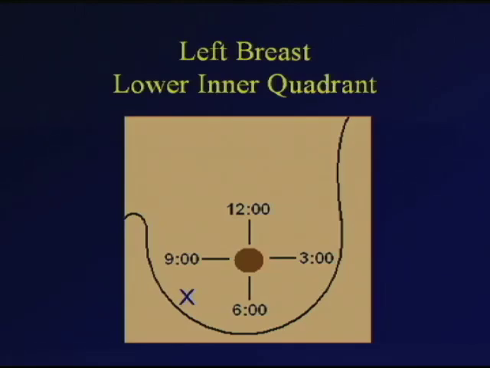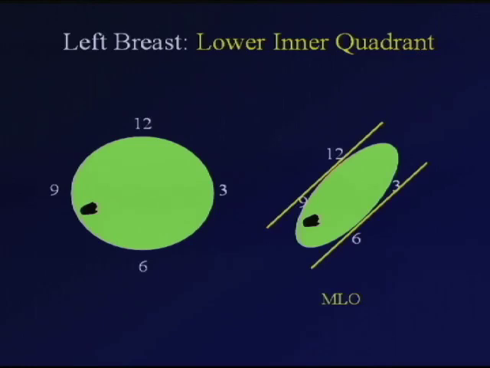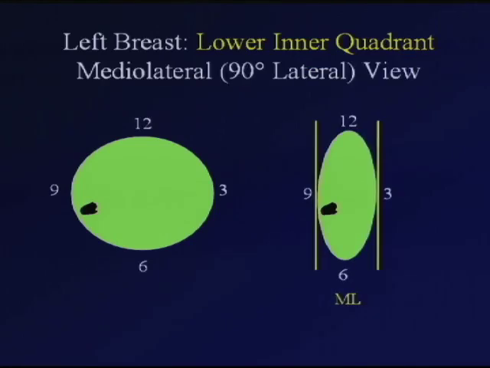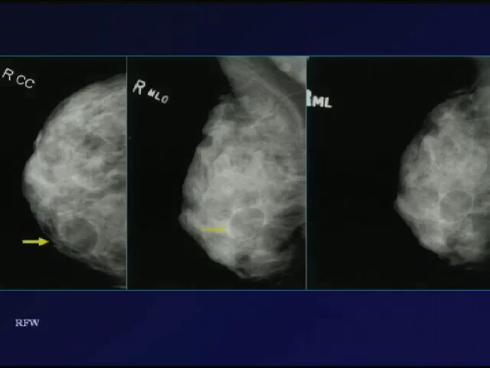So what happens if a mass is in the inner aspect of the breast? Well, let's look at the lower inner quadrant. Here we have our schematic showing the compression in the CC, the MLO, and the 90-degree lateral view. And this is what it's going to look like schematically. The lesion is going to look like it rises from the CC to the MLO to the ML view. And here's an example of a mass which is lucent. It's actually an oil cyst, and you can see it's in the far inner breast on the CC view, and it appears to move up from the MLO to the 90-degree lateral view.